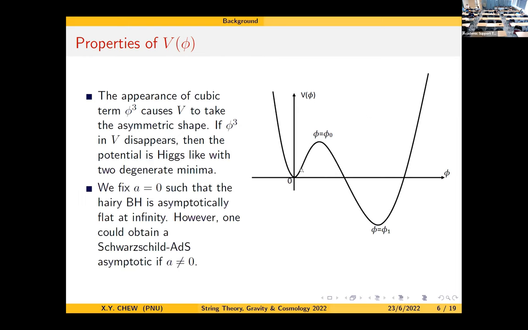Why does this potential look asymmetric? Because there's a cubic term, so it makes the potential look asymmetric. If the cubic term disappears, then the potential looks like a Higgs potential with two degenerate minima. In this case, we fix the potential A equal to zero so that we can obtain the asymptotically flat black hole solutions. You can obtain the Schwarzschild AdS solution if you fix A not equal to zero. Here, we fix A equal to zero such that the potential equals zero.